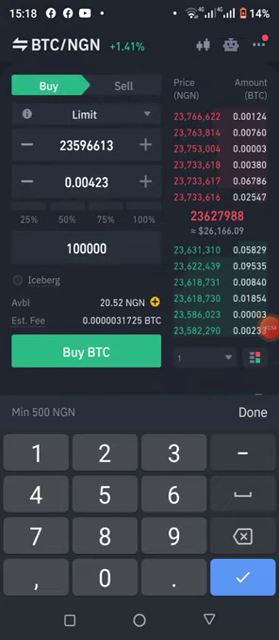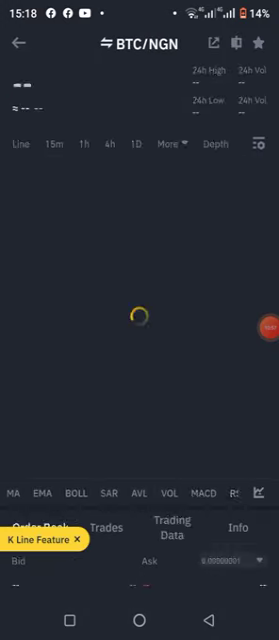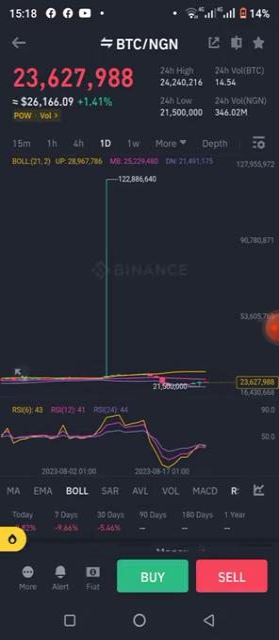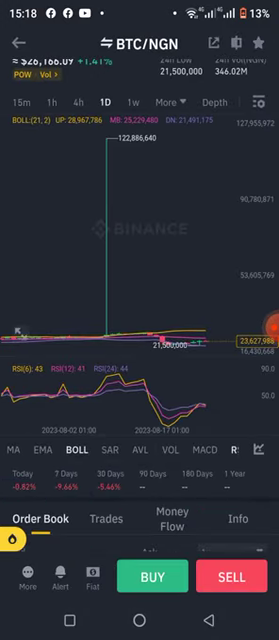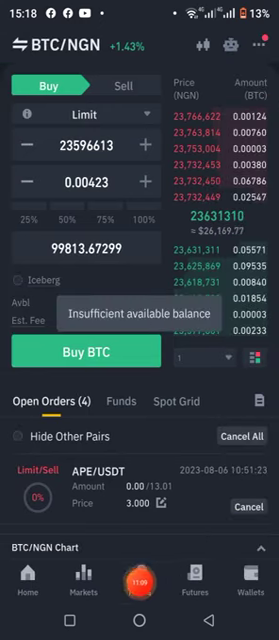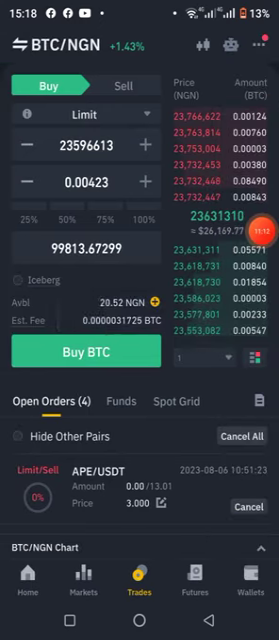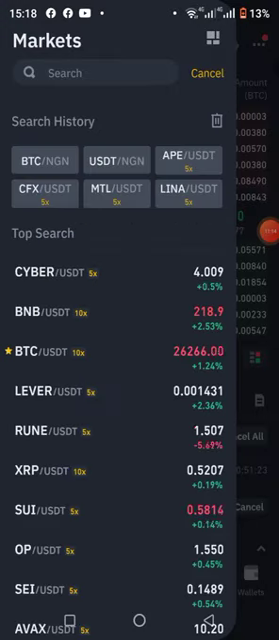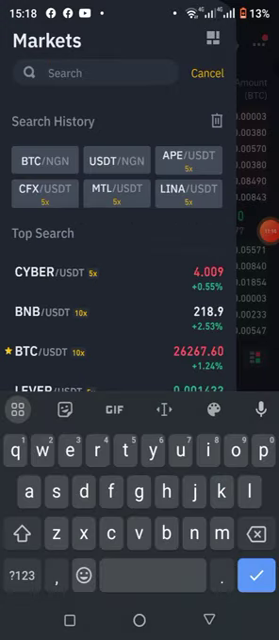Then, you always watch the market. I'll show you where to watch it. This is it. Let's say when the price of BTC goes up, then you can now sell your BTC to dollar. And to sell your BTC to dollar, you come to trade, then you come to this place, then you type USDT BTC.